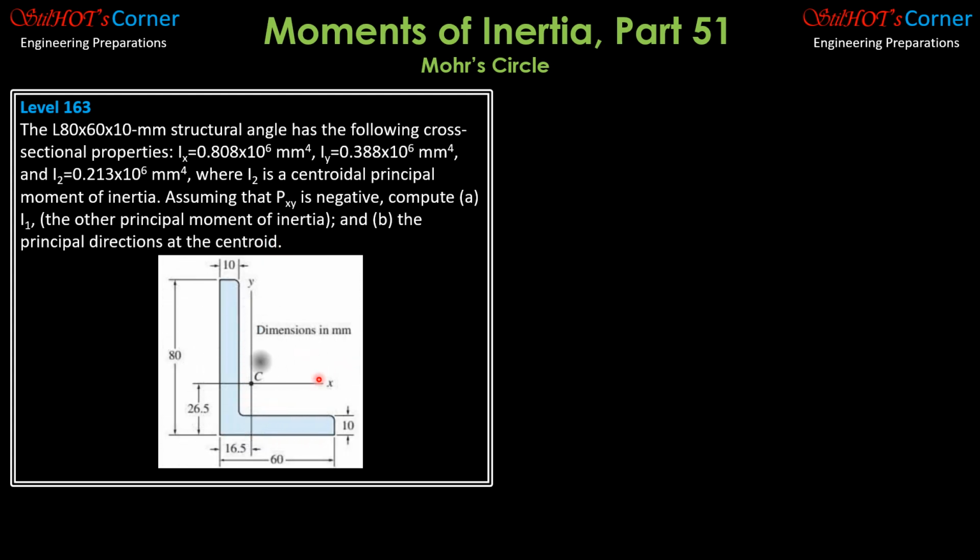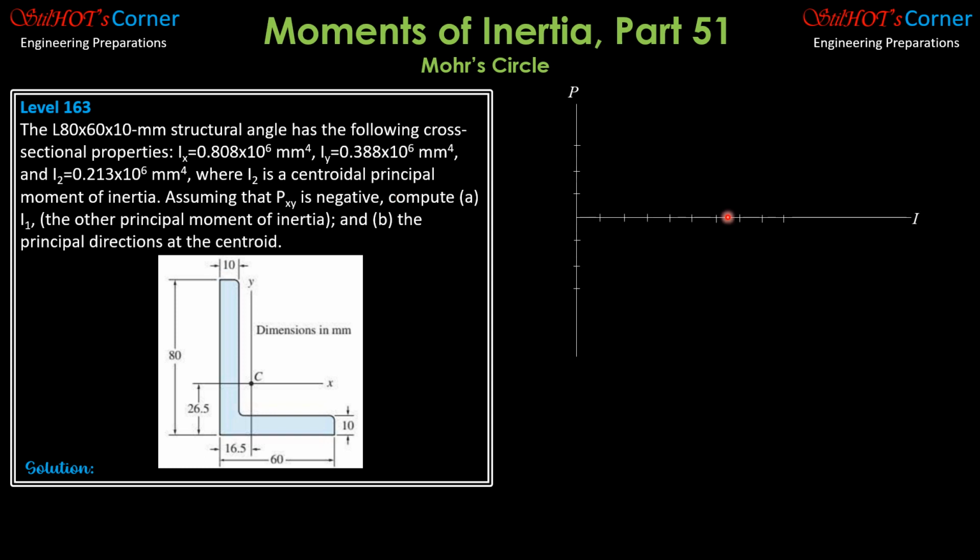There is the given figure, and there's nothing to worry about the location of the centroid. It is indicated here, and the centroidal moments of inertia Ix and Iy are given also. So for the solution, let's plot Ix, which is 0.808 comma negative Pxy, because Pxy is to be assumed negative here, and the other point is 0.388 times 10 to the 6, but we'll just use 0.388 comma positive Pxy.